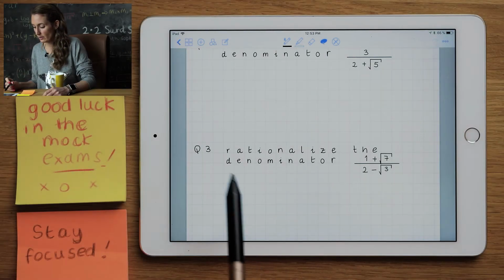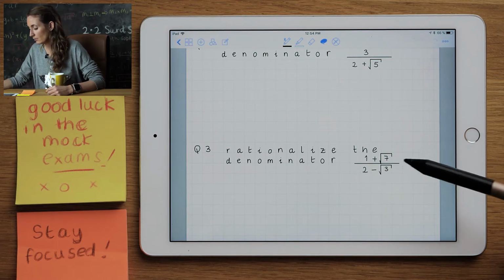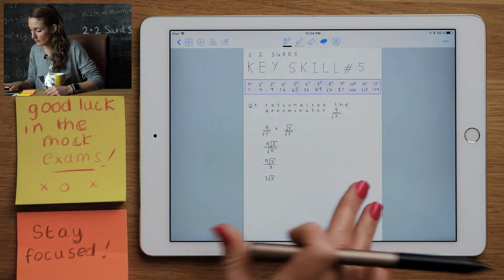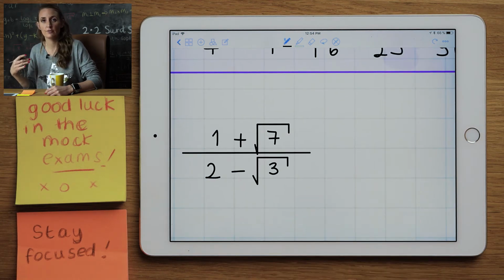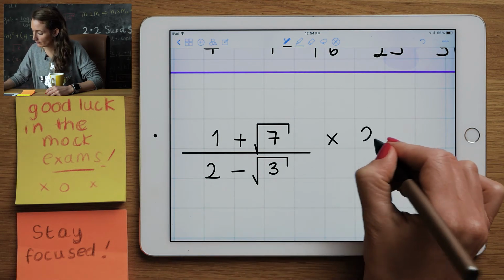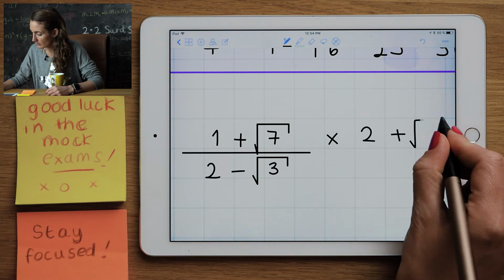We're going to look at question 3, which is again rationalize the denominator, but this is quite complicated because we've got surds, we've got square roots in the top and the bottom of the fraction. So let's have a look. So what we need to do is follow the same process as before. So we need to multiply the fraction by the bottom, but just with the sign change. So here is a minus, I'm going to put a plus.